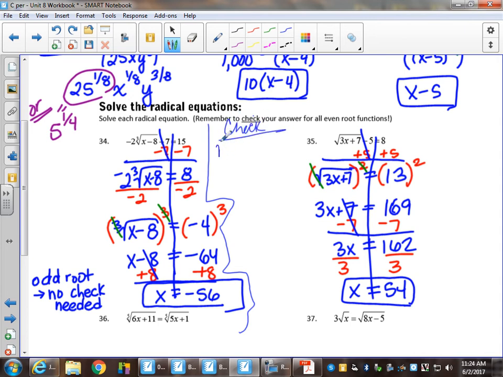So let's check. What am I plugging in for x? So it's going to be 3 times 54. We'll use a calculator. 3 times 54 plus 7. Watch how I close the radical. I physically put a little mark at the end to tell me it's over, because what's outside of the radical? Minus 5. Equals? 8.